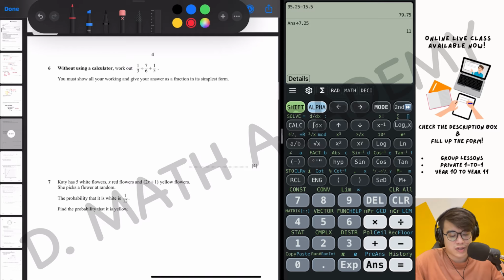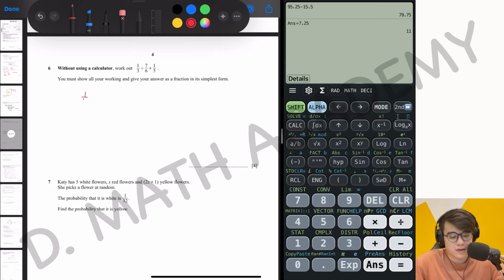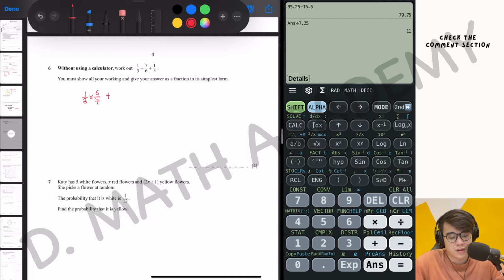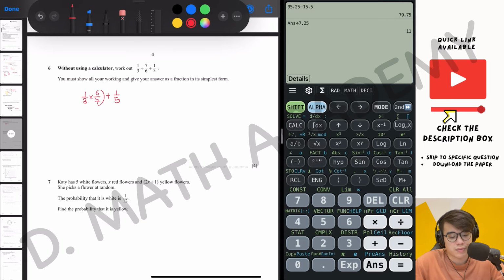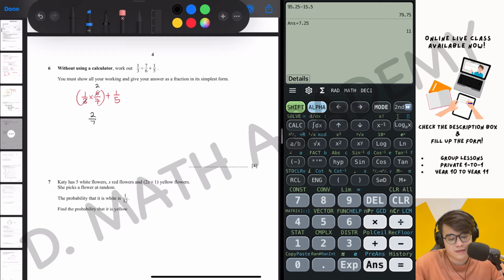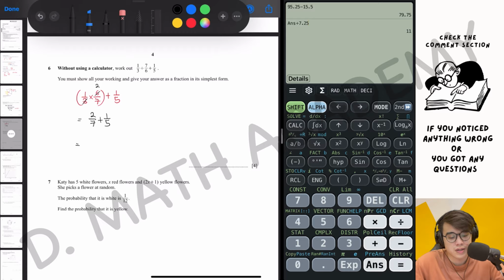Moving on, question 6, pretty straightforward. Some basic calculations are required here. I will sort out the multiplication part by having this. You have balance of 2 over 7 plus 1 over 5. Make them into the same denominator. Then you will get your final answers here.